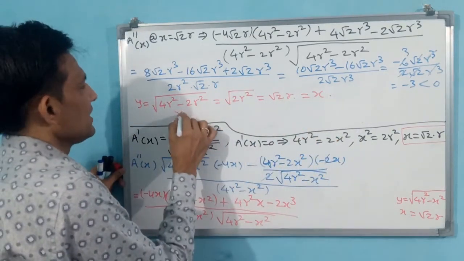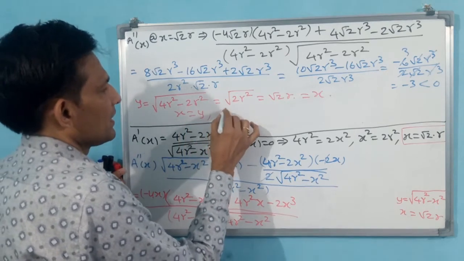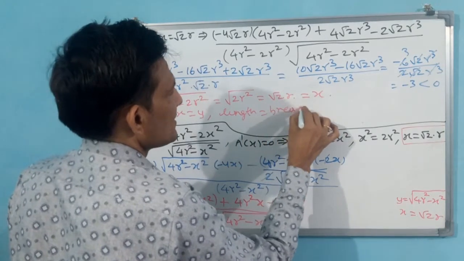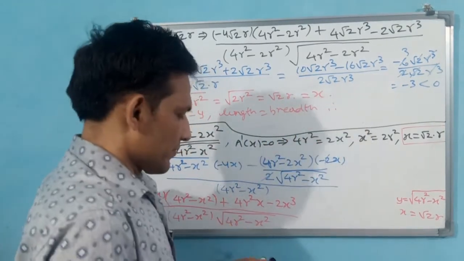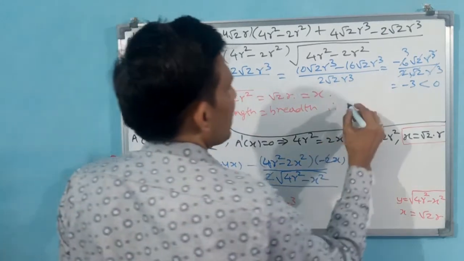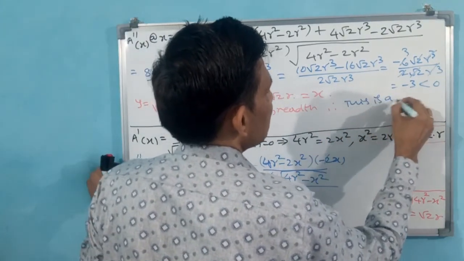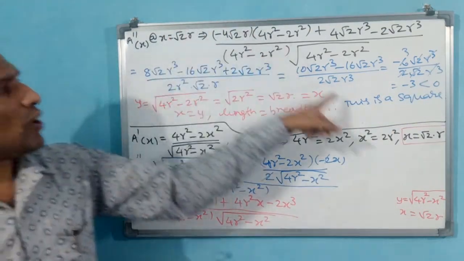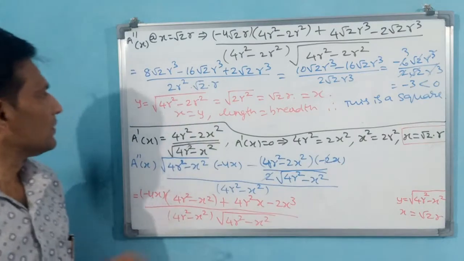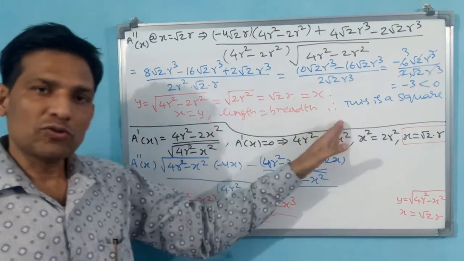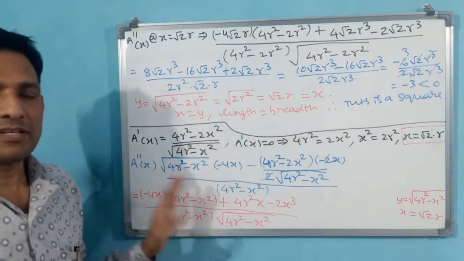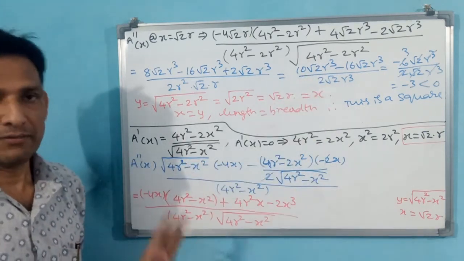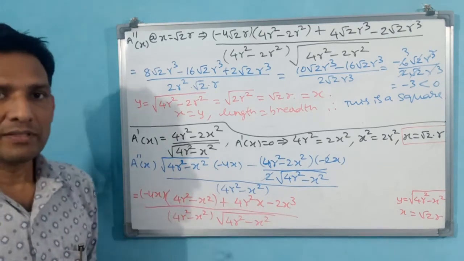That means you should write x is equal to y. Length is equal to breadth. Therefore, this is a square. Okay. Maximum also we have proved less than 0. X is equal to y. Length is equal to breadth. Also we have proved. That is why this is a square. Inside the circle, if you inscribe square, you will be having maximum area. Okay. Let us proceed for next question.